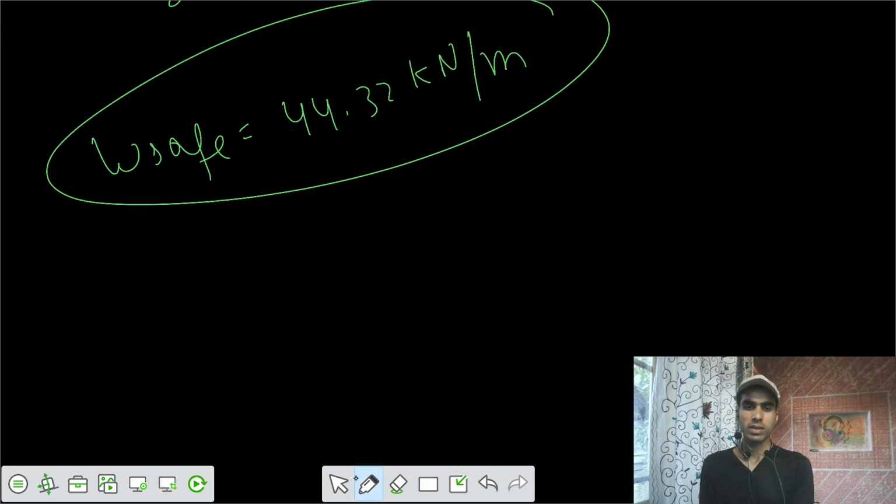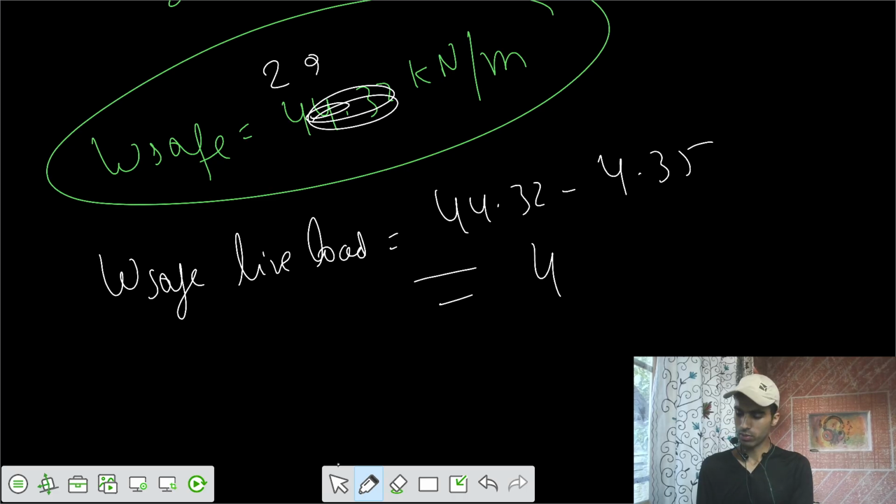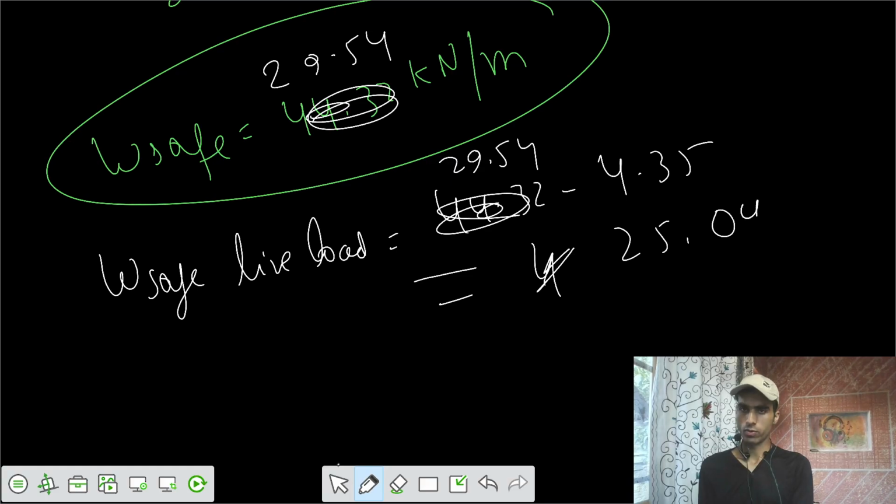That means the safe live load we can apply on the beam is 44.32 minus 4.35, that's equal to 40. Yeah, see, actually the safe load was equal to 29.54. So finally 29.54 minus 4.35, that's 25.04 kilonewton per meter.